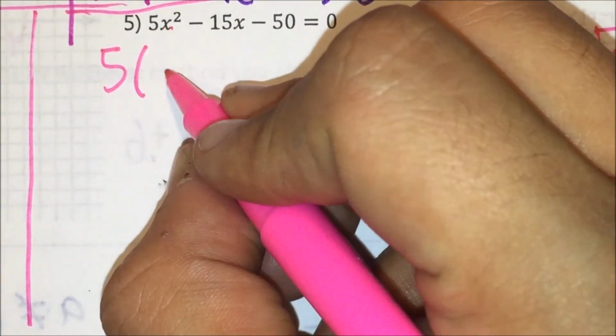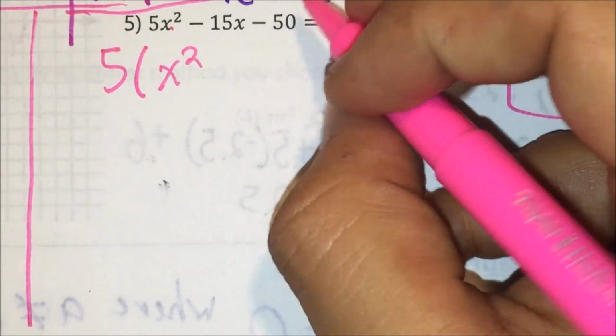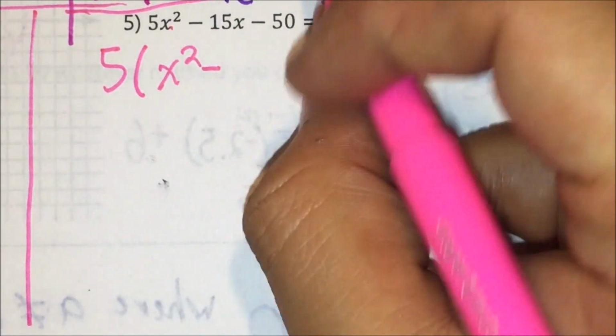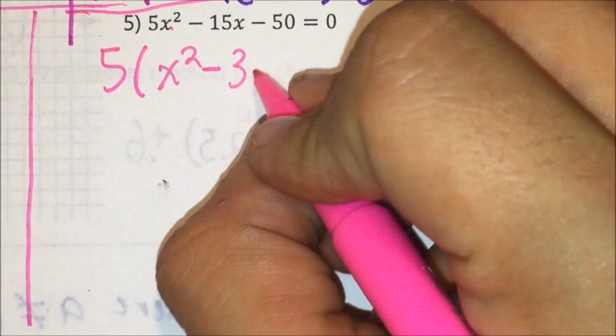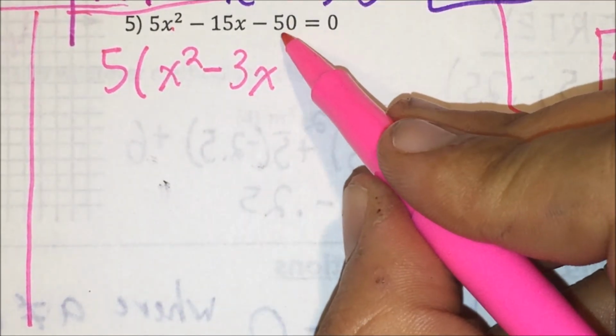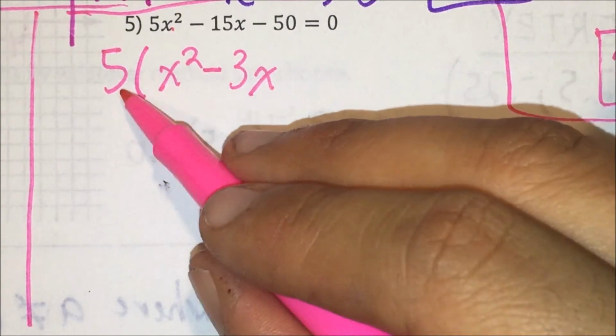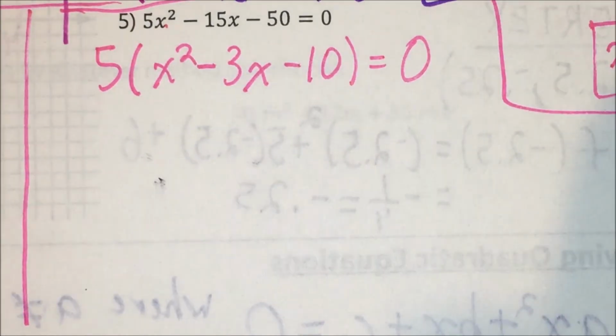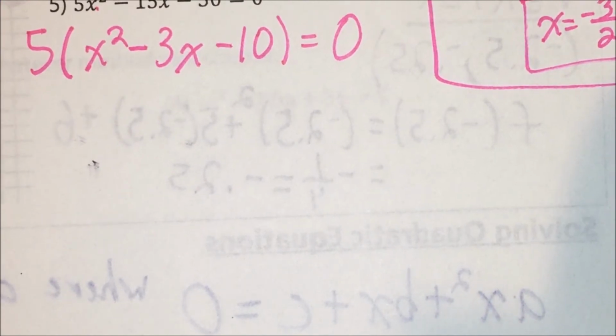So take out a 5, that just gives x squared on the first term. 15, well, if I reduce that by a factor of 5, that's going to give me 3x. And if I reduce 50 by a factor of 5, well, 50 divided by 5 is just 10. So that goes on the end. All that stuff still equal to 0.